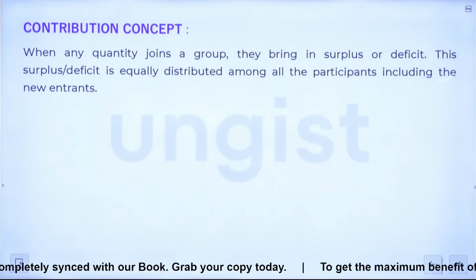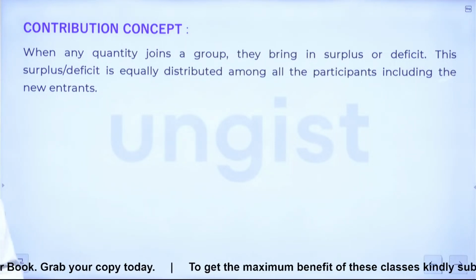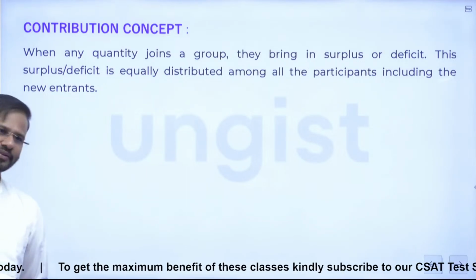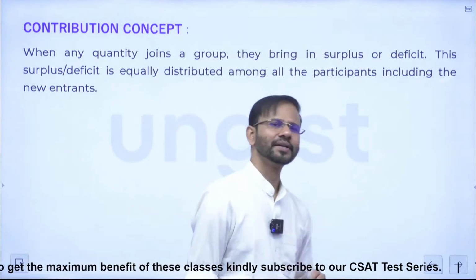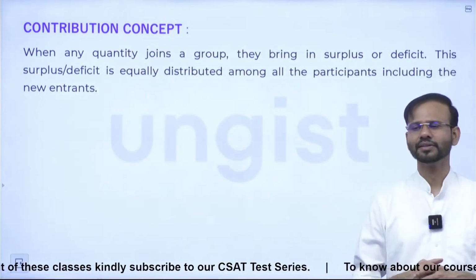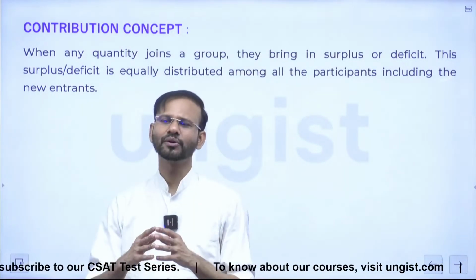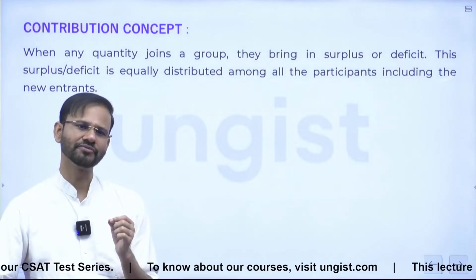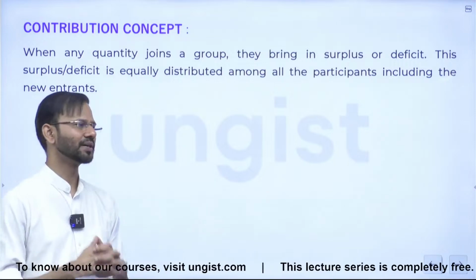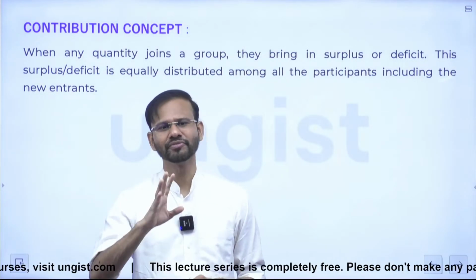So guys, when any quantity joins the group, they bring in surplus or deficit. This surplus or deficit is equally distributed among all the participants, including the new entrant. Alright. So guys, this is the very basic thing that you must be understanding also. For example, suppose that we are sitting in this class, right? So there must be an average weight of this class. For example, the average weight of all of us is, let's say, 55 kg.